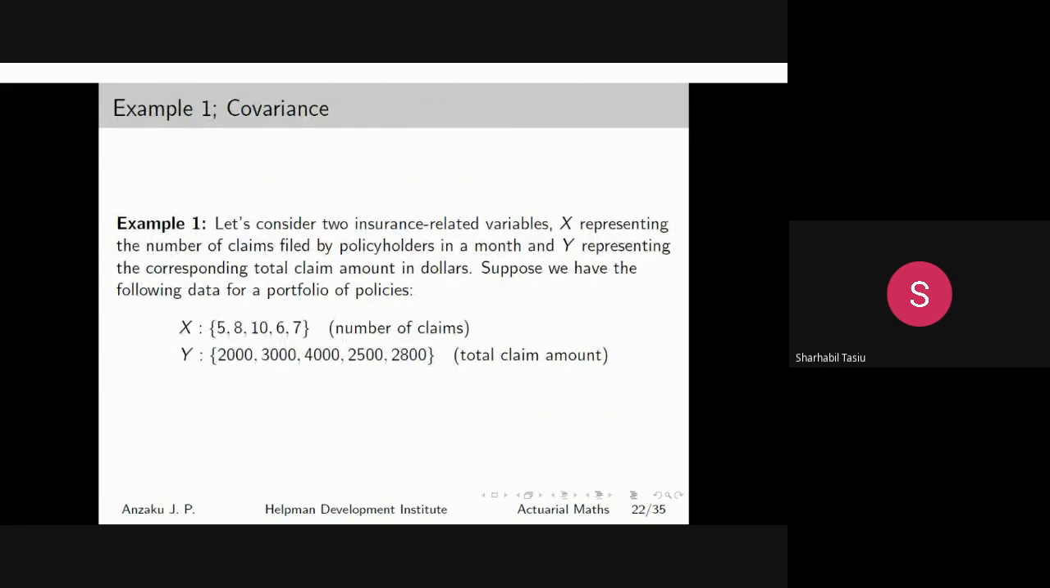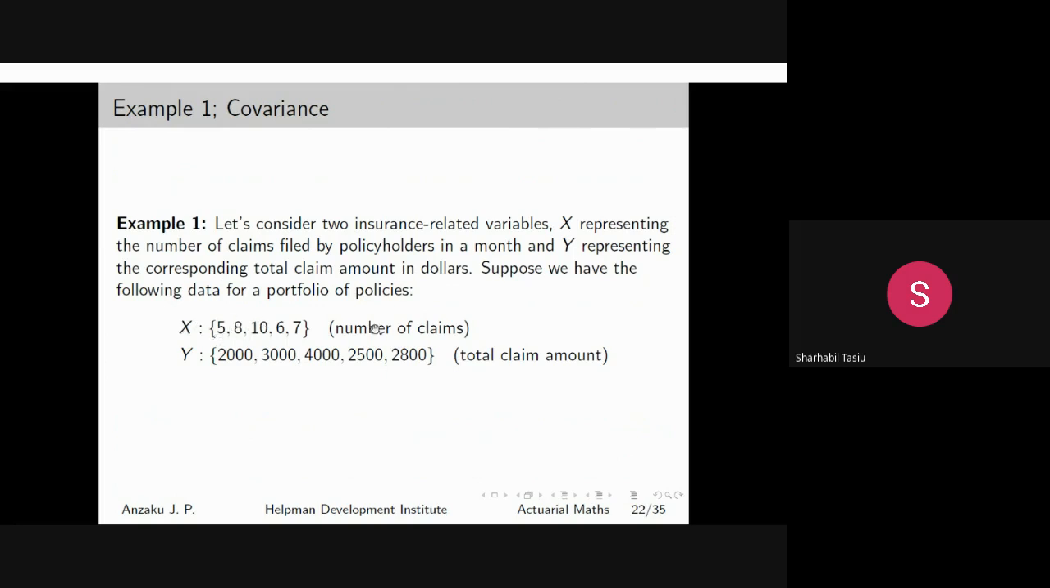So let's look at an example now, example two. I think we have looked at one example already, so let's continue. The name does not matter, just the understanding. Let's consider two insurance-related variables, the random variable X representing the number of claims filed by policyholders in a month, and Y representing the corresponding total claim amount in dollars. Suppose we have the following data for a portfolio of policies.